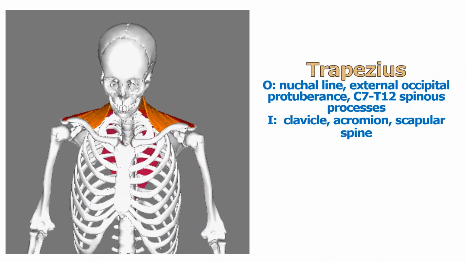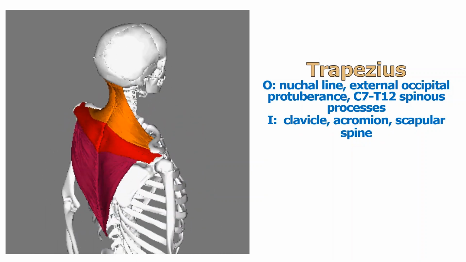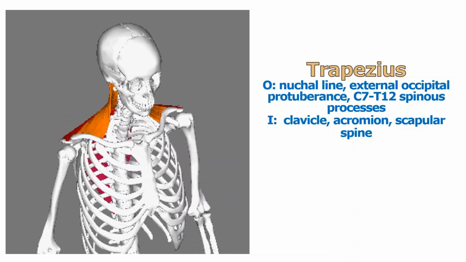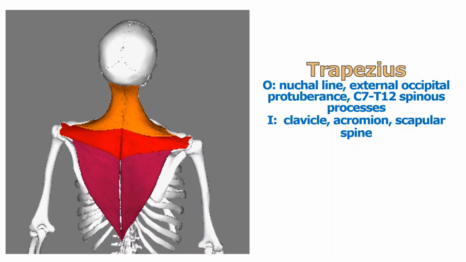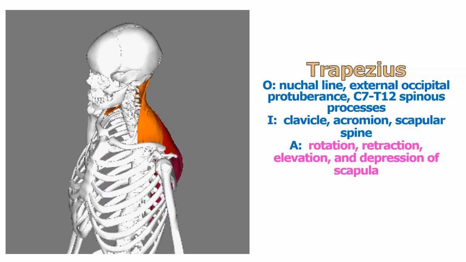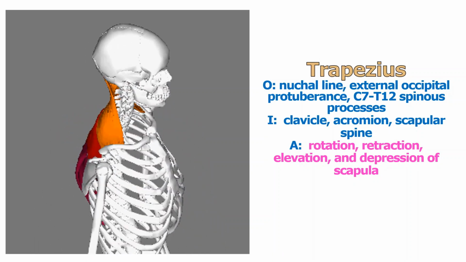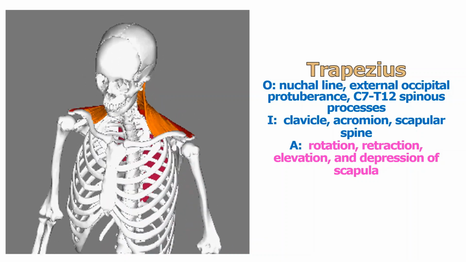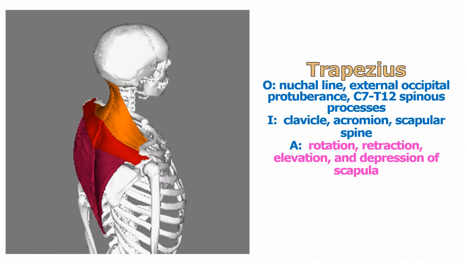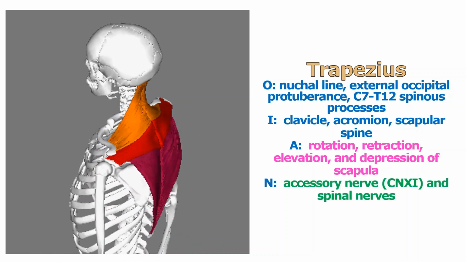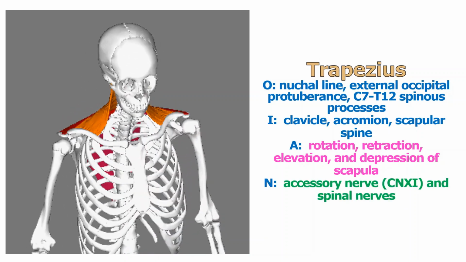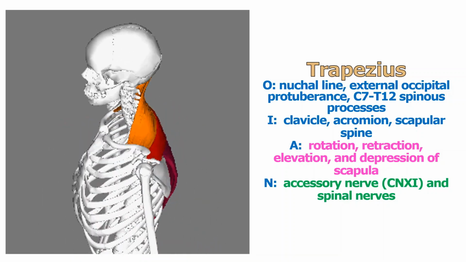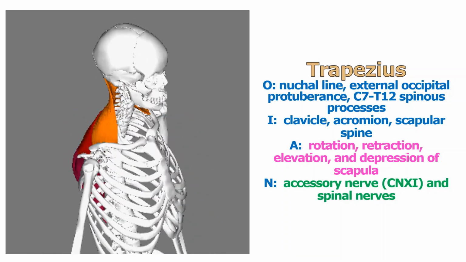Now, this muscle will insert in the clavicle, as you can see when the skeleton rotates to the front, and the acromion on the shoulder, and also the spine of the scapula. Lots of actions here because it's such a big muscle, depending on which part of it you are contracting, but rotation, retraction, elevation, depression, basically move the scapula in a lot of different ways. All right, this is innervated by cranial nerve number 11, also known as accessory nerve or spinal accessory nerve, and some other spinal branches.